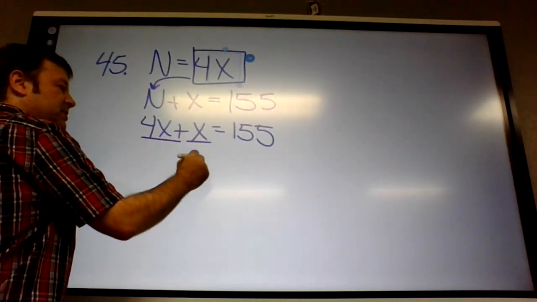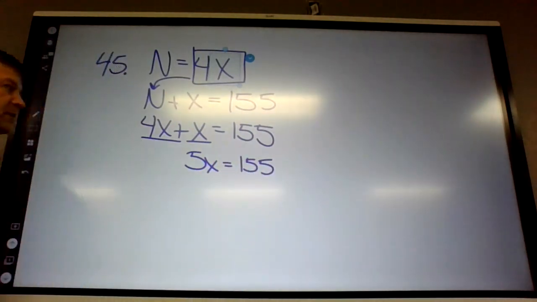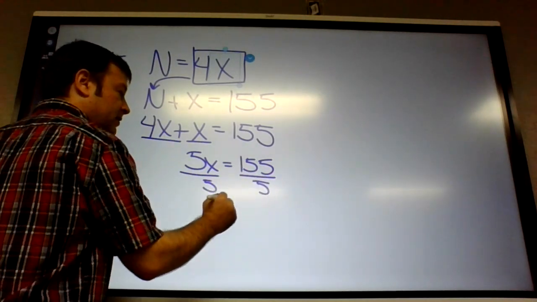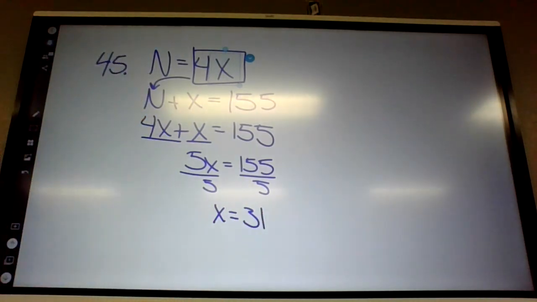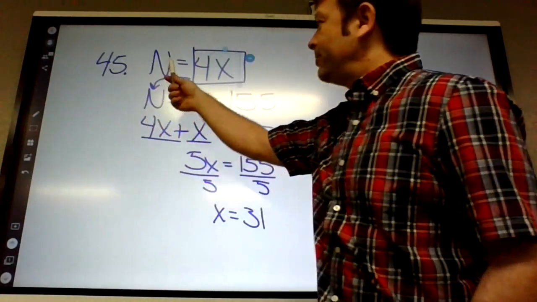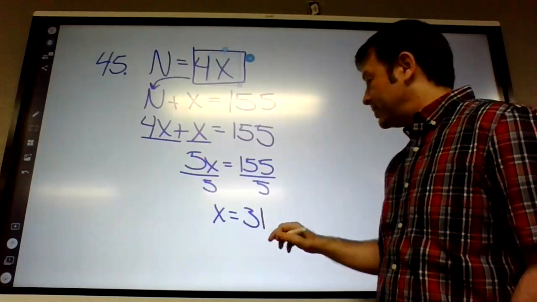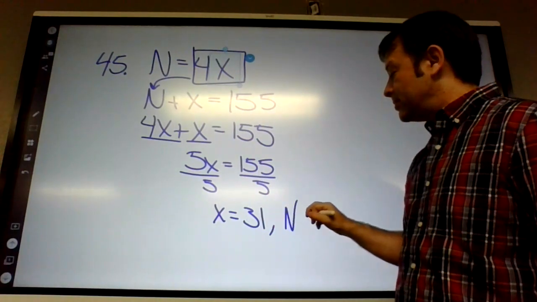Right, 4x plus x, 5x is 155. So we divide by 5. Alright, is that it? Yeah, you gotta watch out, because some word problems have 2 or 3 answers. So x is 31, how can I find out what the n is, the other number?